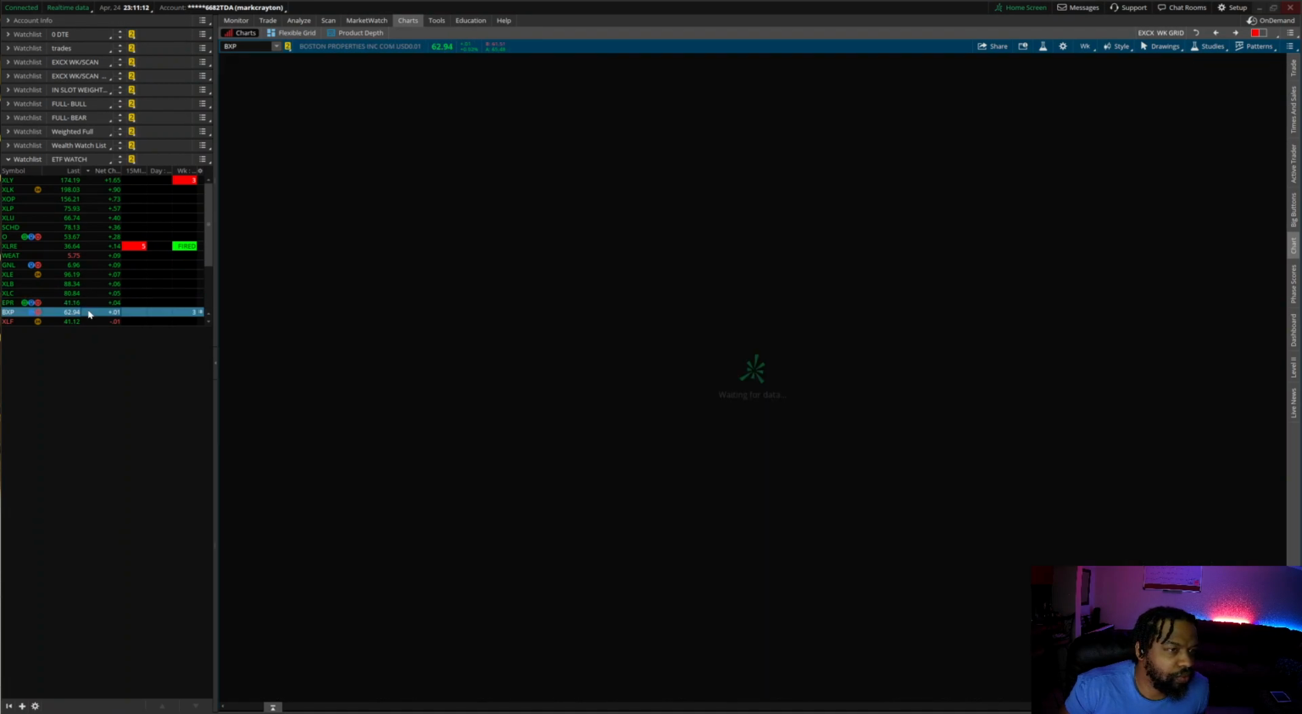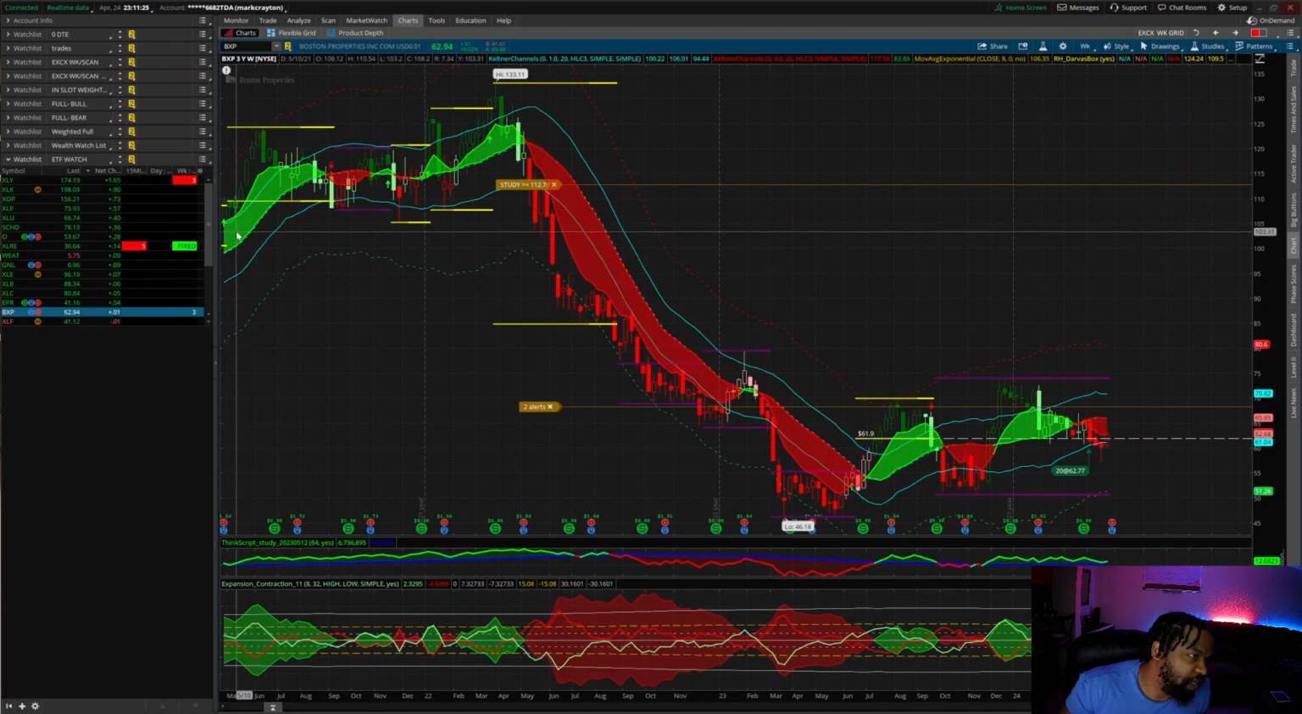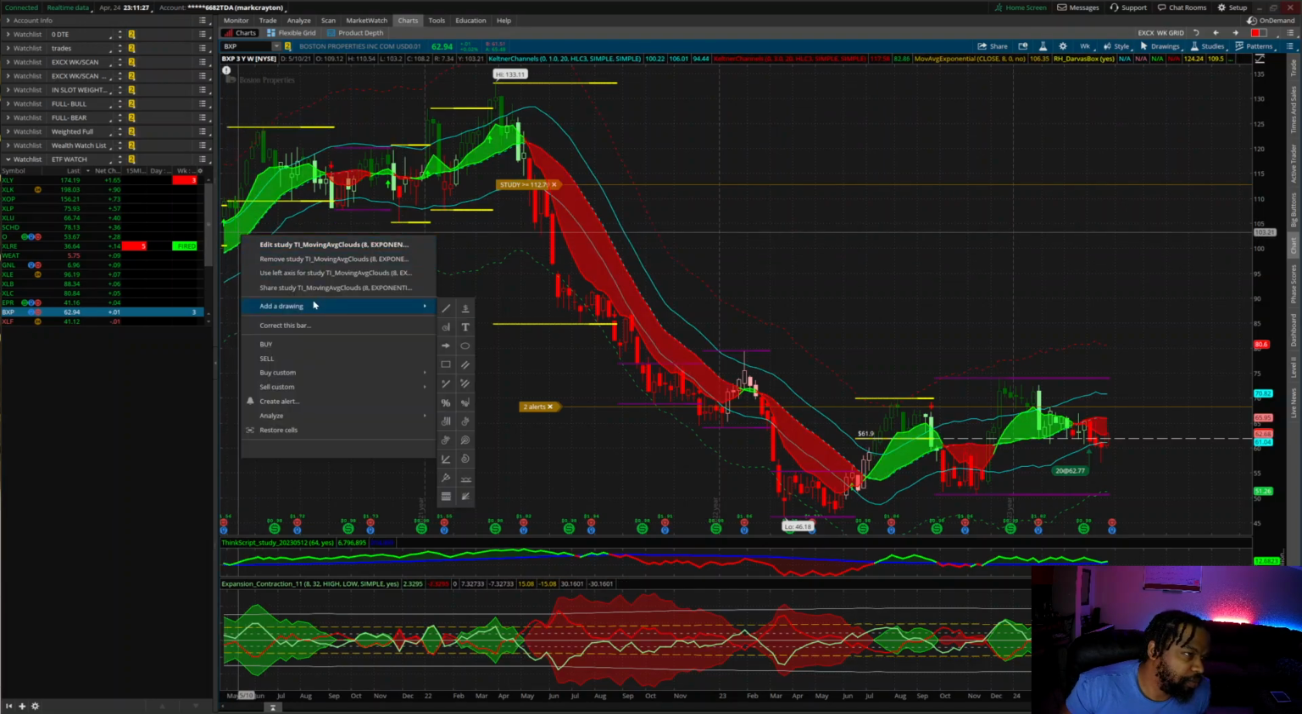So let's find one. Awesome. BXP, we'll just take BXP. We'll go left to right on a weekly time frame. It hasn't been marked up like the other one, so we can go ahead and put our line. Off rip, we see that this is the low. We'll go ahead and put a line there.